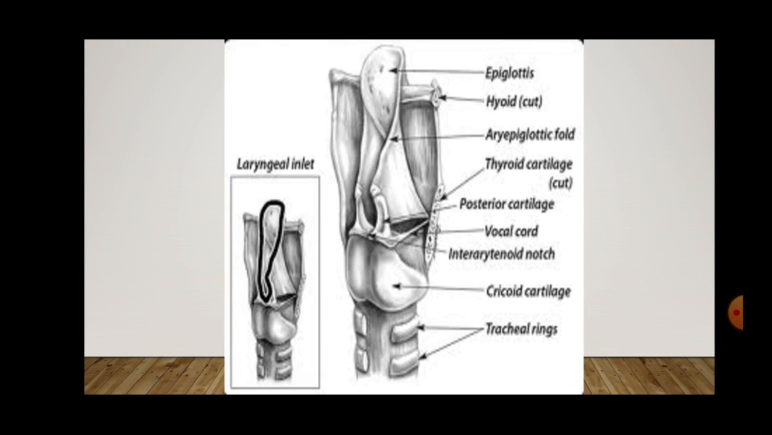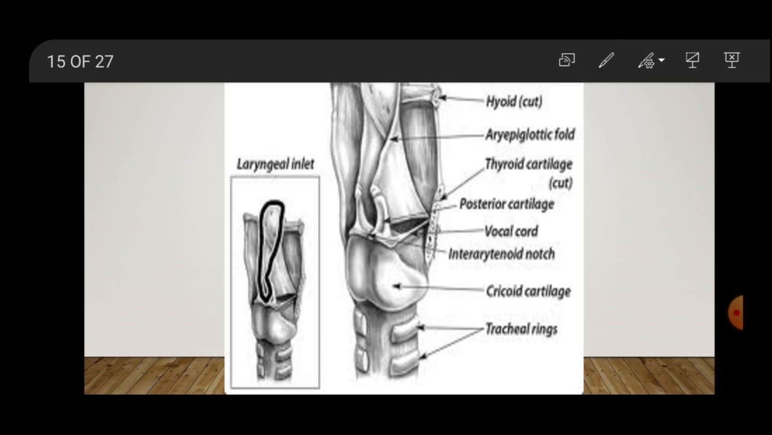So this is the view of the larynx, a posterior view after removing a part in cross section, so you can see the other three extrinsic membranes here. So this is the thyrohyoid membrane, between the upper border of the thyroid cartilage and the upper border of the body and the greater horn of the hyoid bone. So this is the thyrohyoid membrane.